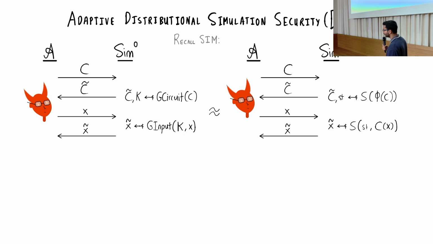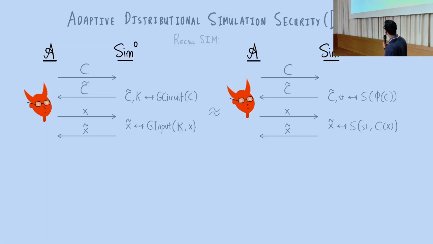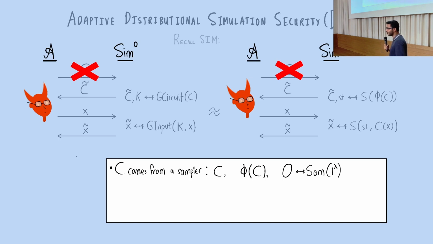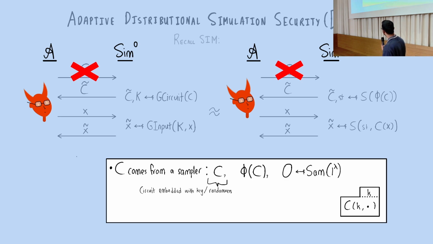So we want to introduce now our definition via a modification of the standard simulation definition. All right, so the first thing that's very important is we don't want to allow the adversary to choose the entire circuit. So the circuit now comes instead from a sampler. The sampler produces C as well as some leakage of C, which again I denote phi of C, and then O, which is some oracle that models the cryptographic guarantee of the circuit. I'll explain what that is in a moment.